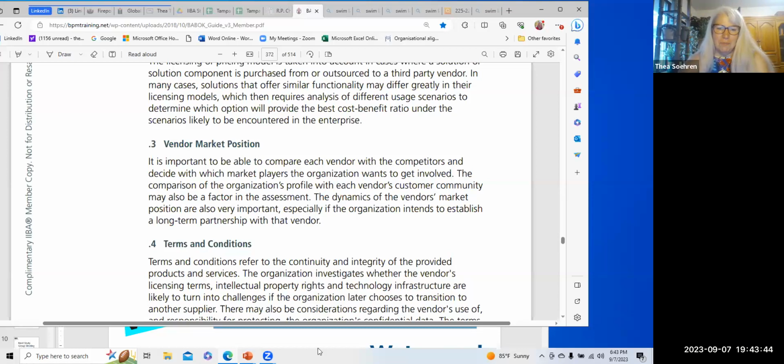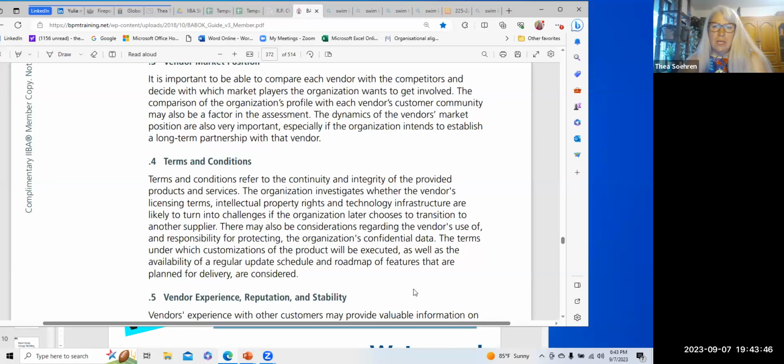Terms and conditions refer to the continuity and integrity of the provided products and services. The organization investigates whether the vendor's licensing terms, intellectual property rights, and technology infrastructure are likely to turn into challenges if the organization later chooses to transition to another supplier.